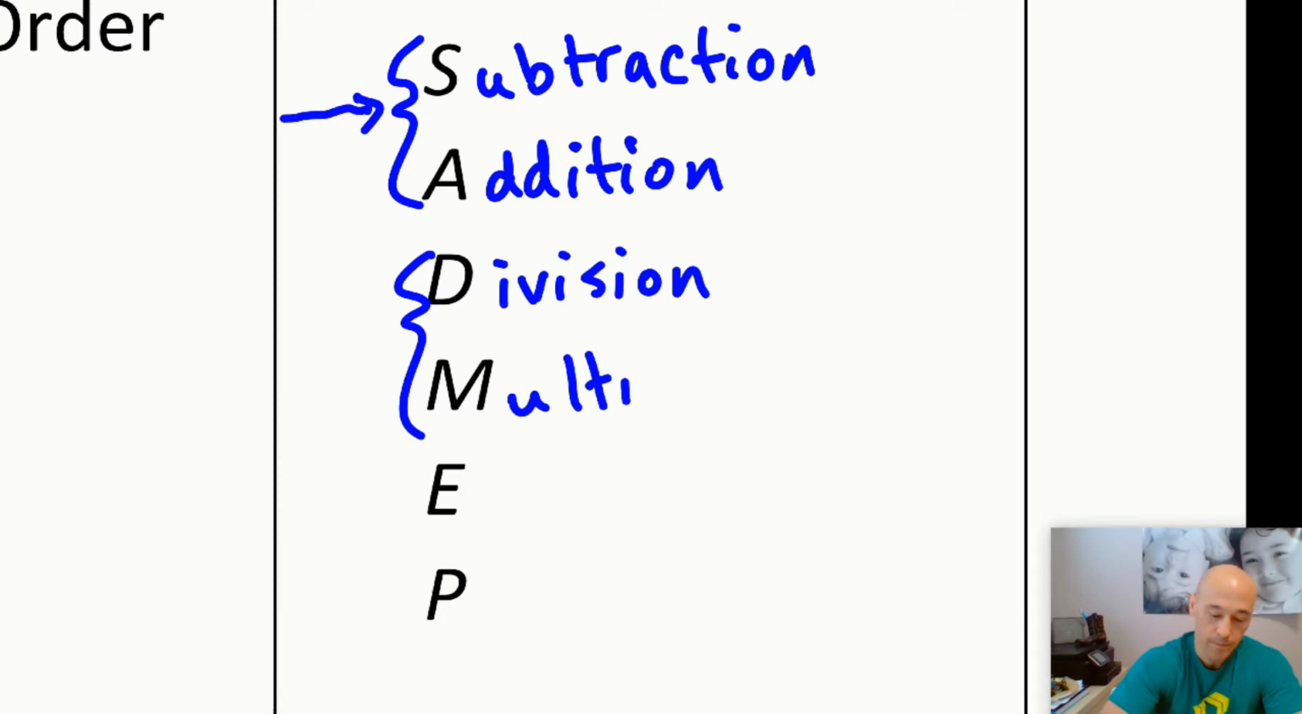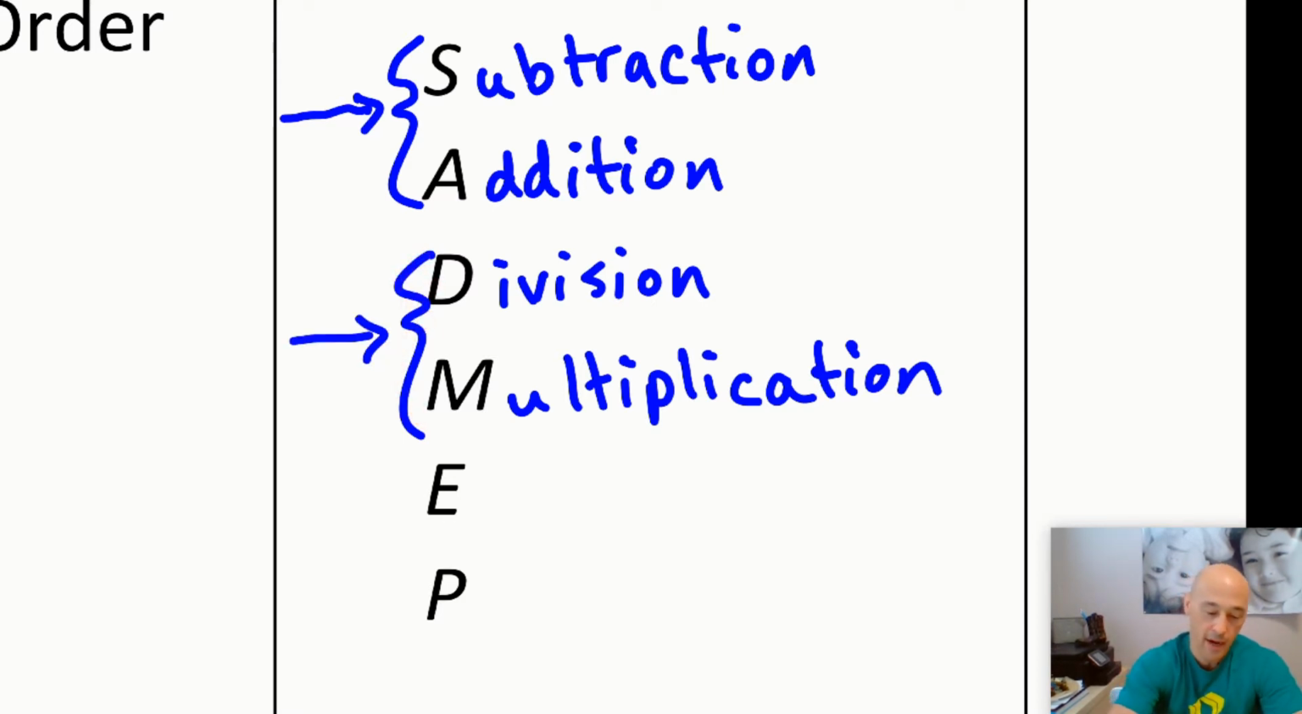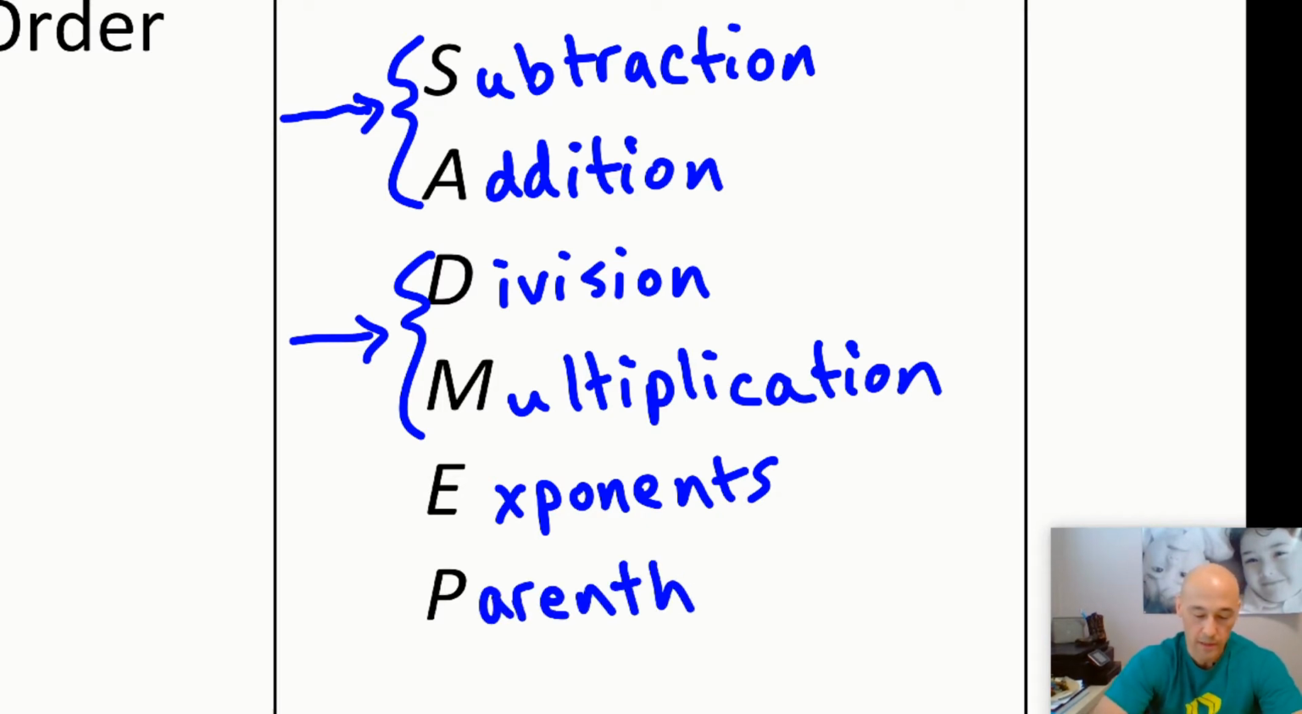After all the subtraction and addition are done, we do division and multiplication, again at the same time, hence the curly brackets from left to right. And my arrow on these says from left to right. So if we come across a multiplication before a division, we do that first. If we come across a division before a multiplication, we do that first. Once all the subtraction and addition are done, and then all the division and multiplication are done, then we do exponents.